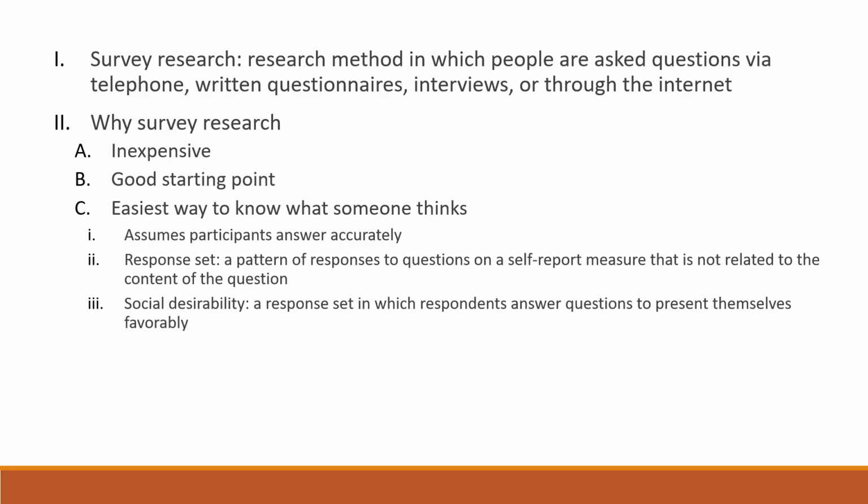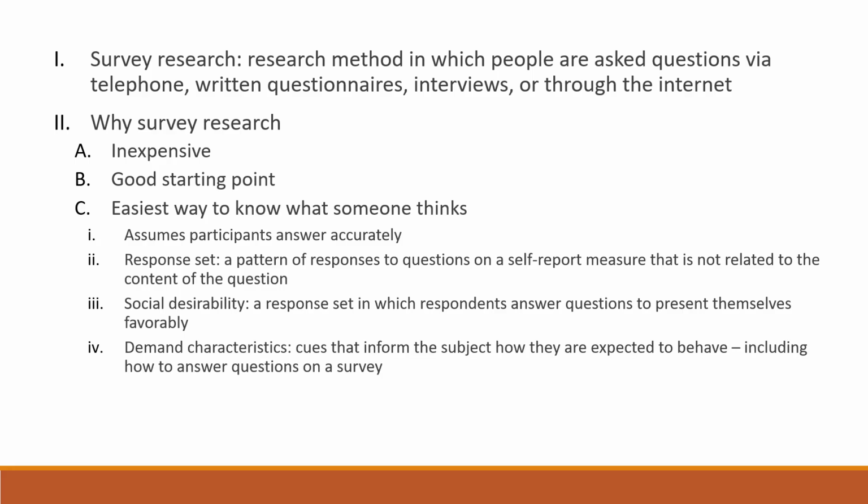For the most part, we can reduce this by being open about the purpose of the research and ensuring confidentiality with the participant. But we still have to worry about demand characteristics, which are cues that inform the subject how they are expected to behave, including how to answer questions on a survey. If you're asking someone in an interview how many times they have broken a traffic law, and you roll your eyes and talk about the bad behavior of other drivers, that might increase that social desirability. It can also be in the way questions are worded. If you ask, how many times have you put someone in danger by breaking the law? That can lead people to answer differently than if you presented a more objective question.